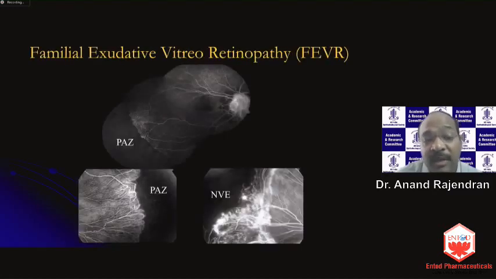Finally, for FFA, FEVR or familial exudative vitreous retinopathy is a rare pathology, but it can be confused because PAZs or peripheral avascular zones, which is the hallmark of this disease, can sometimes be seen in high myopes also. So this is a classic case where you see the peripheral avascular zone, and sometimes you can get neovascularization also, which is an urgent indication for referral.